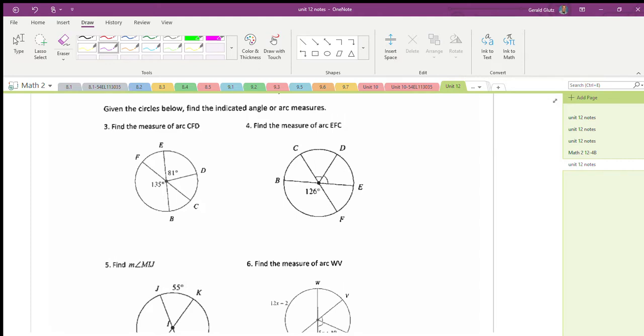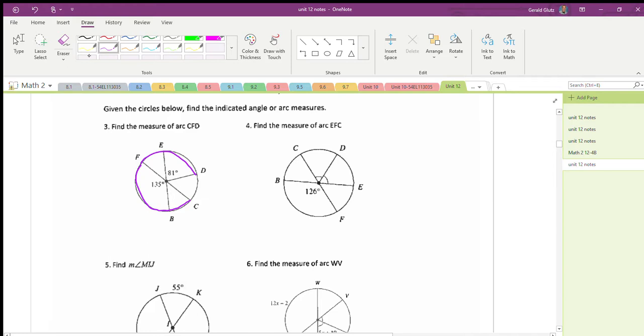All right, so find the measure of arc CFD. So from C to F to D. So notice I didn't go this way because I have to go C, and then F has to be the second letter, and then D has to be the last. So I know this is 81, this is 135, but we got to figure out some of these other ones.